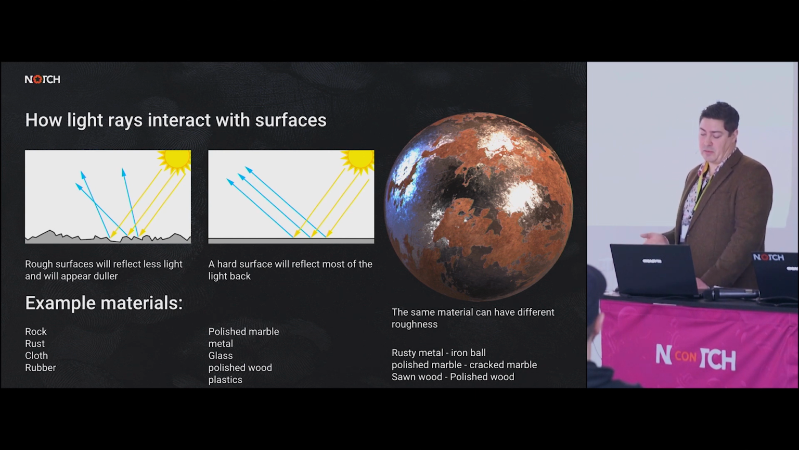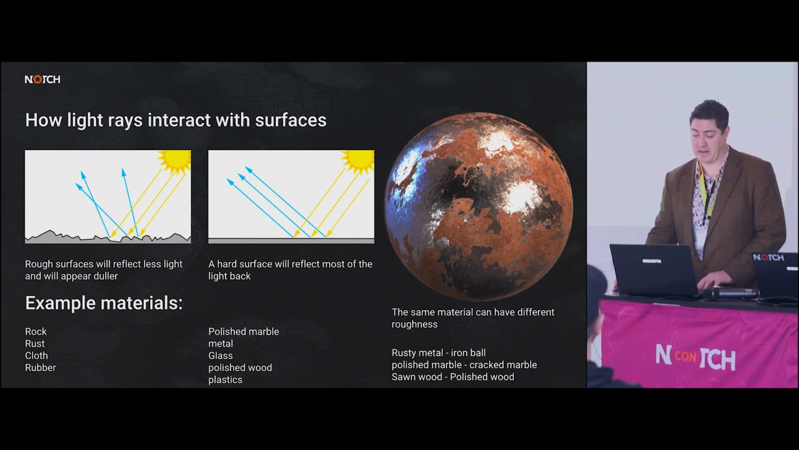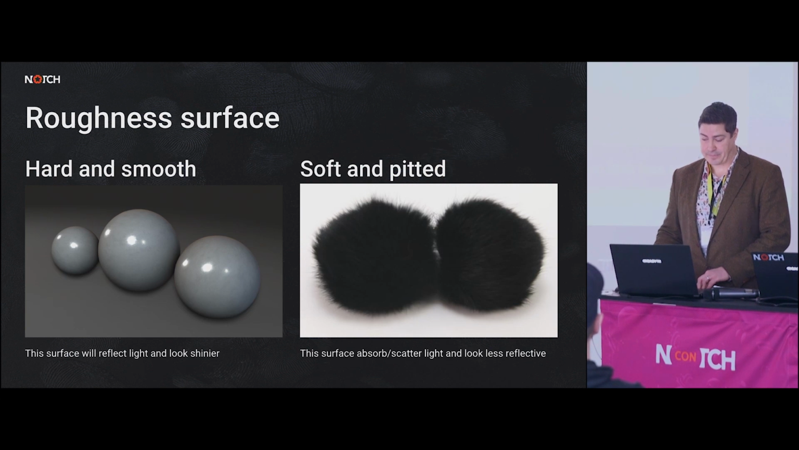So areas of rust are more pitted, therefore reflect less. Areas of the pure metal reflect more, so your roughness texture will be different in those areas.